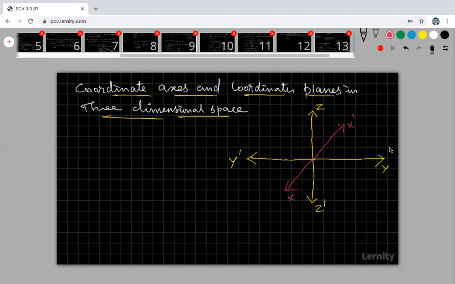Okay, students, now look at that. If you are taking a plane on the x-axis, y-axis, z-axis, you can take a plane on each of them. So I'm going to take a plane on my x-axis. Please note down, I'm going to take a plane on the x-axis.